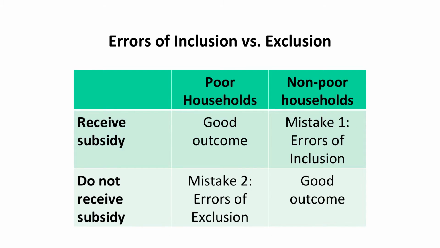In the southwest cell in the table is another mistake. Here are poor households who did not receive the subsidy as intended. The subsidy scheme inadvertently missed them. We call these mistakes errors of exclusion because poor households are excluded from the subsidy program. In the southeast cell is another good outcome. These are non-poor households who did not receive the subsidy.